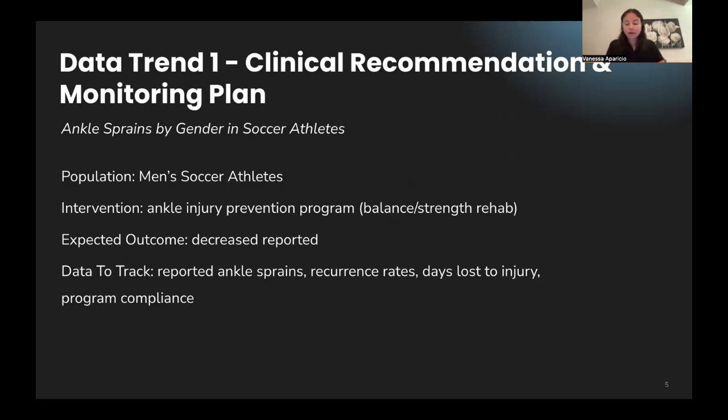So the expected outcome of this would be a reduction in initial and recurrent ankle sprains. Additionally, it would reduce the amount of missed days of practice and competitions. To evaluate the effectiveness of this program, data on ankle sprains reported, recurrence rates, days lost to injury, and compliance with the program would be tracked across a season.